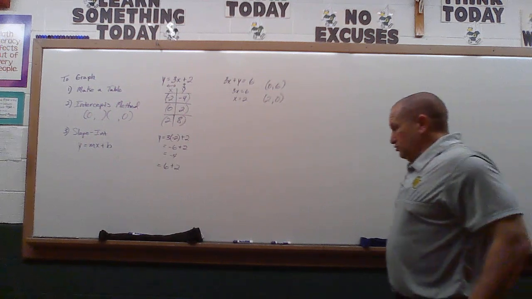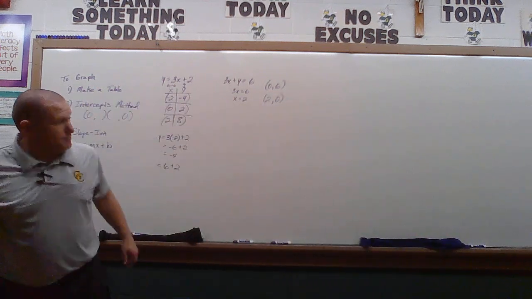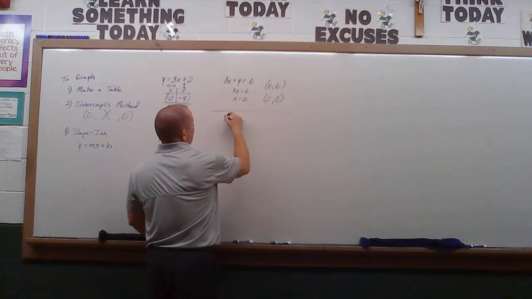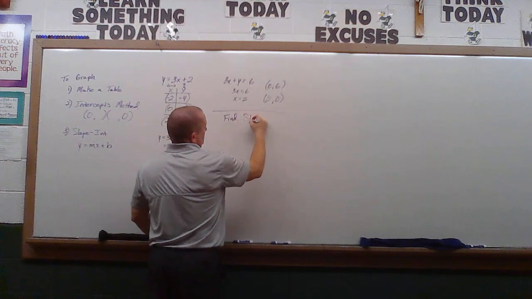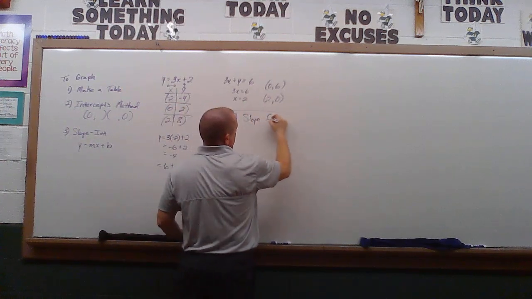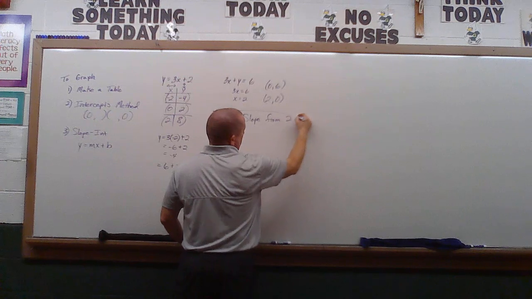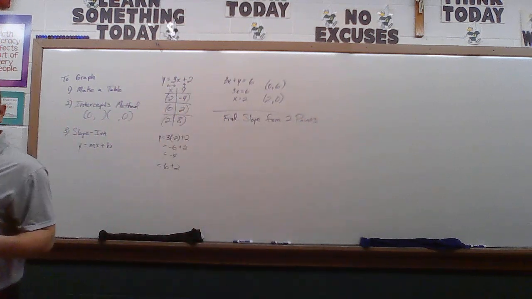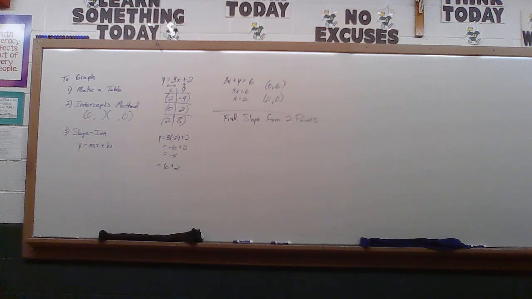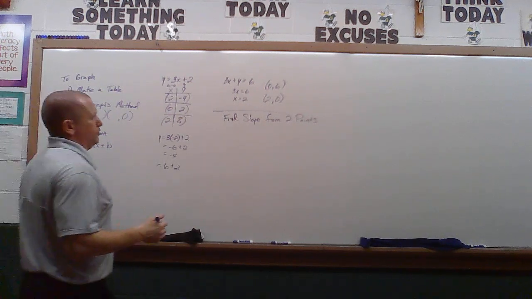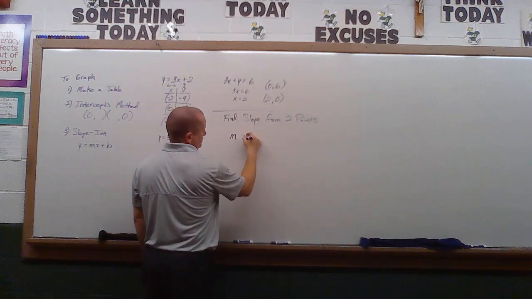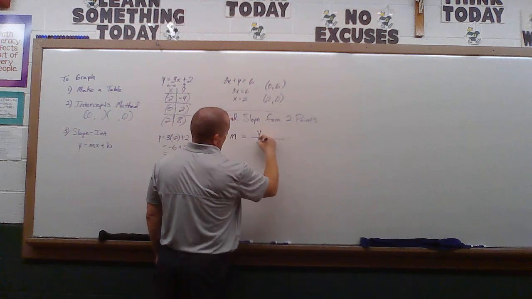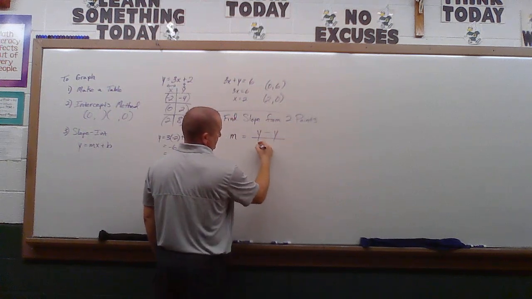So, before we get into the slope intercept form, we need to talk about slope. The first thing we talk about is how to find slope from 2 points. So one, if I have a graph, I can plot my points and then I can count. Or there's a formula, right? M equals what? The difference of the y's over the difference of the x's.